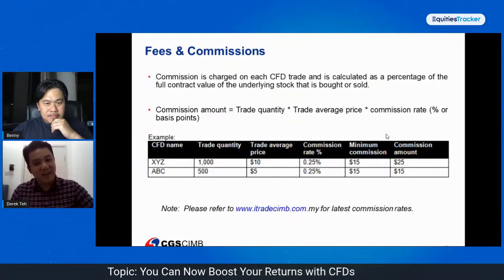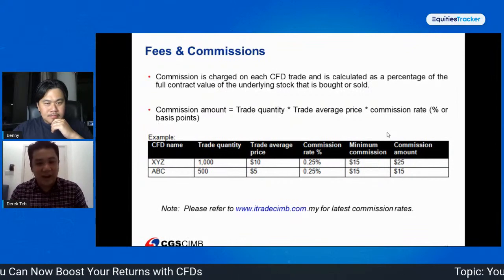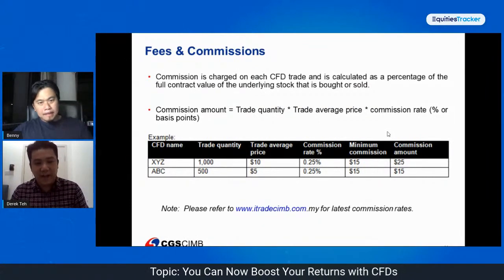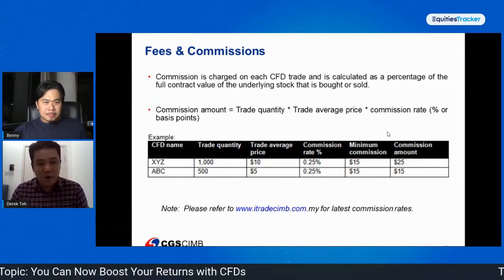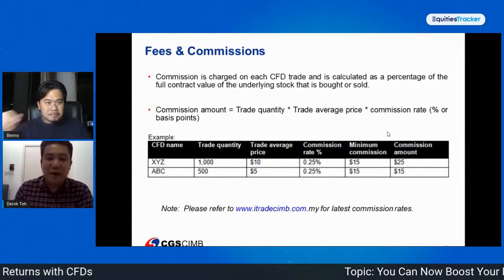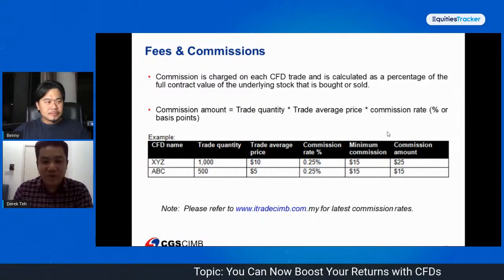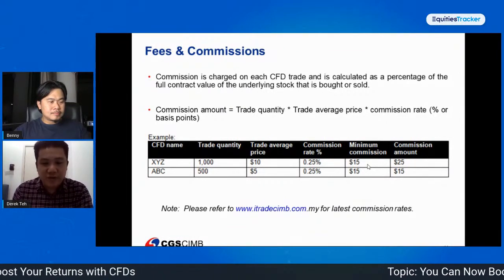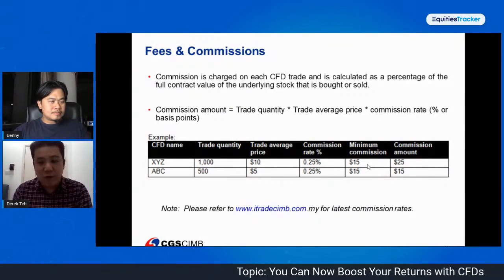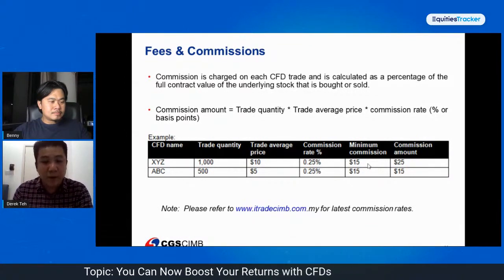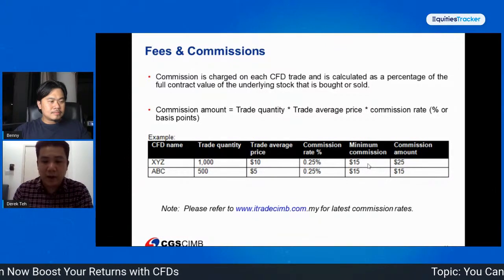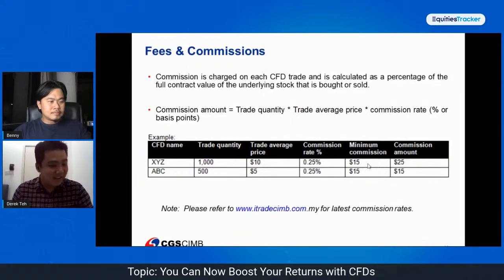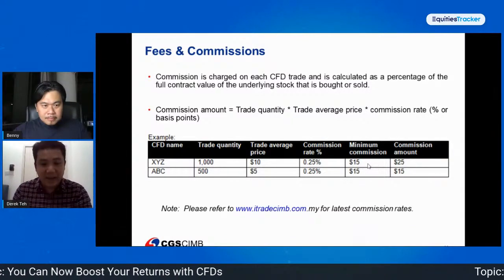Commission is charged on each CFD trade and is calculated as a percentage of the full contract value of the underlying stock that is bought or sold. Minimum commission amount is charged if commission amount on trade is lower than the minimum commission set by the CGS-CIMB Futures. All commission charges are debited from your CFD account on trade days, and you can verify commission amount in your daily or monthly CFD statement. Please bear in mind, everyone, all commission paid are subject to 6% sales and service tax.